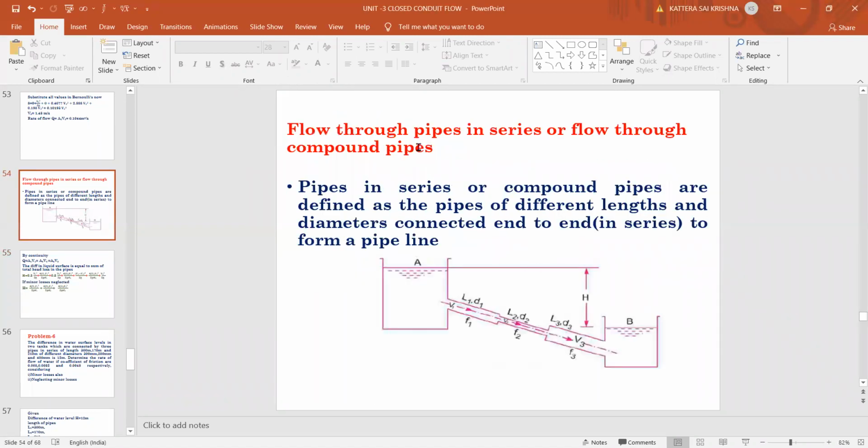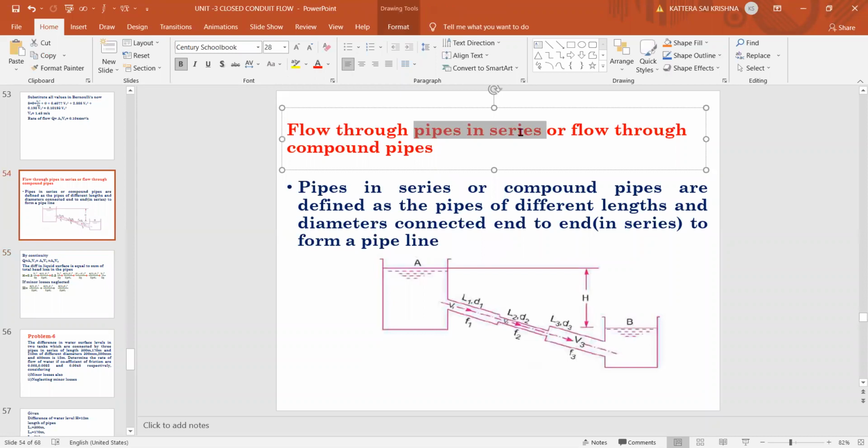Pipes in series. The topic name is flow through pipes in series, or it is also called compound pipes. Okay. Pipes in series means pipes are connected end to end, one after the other, interconnected. After this topic, we are going to see pipes in parallel. There you can see pipes will be parallel to each other.